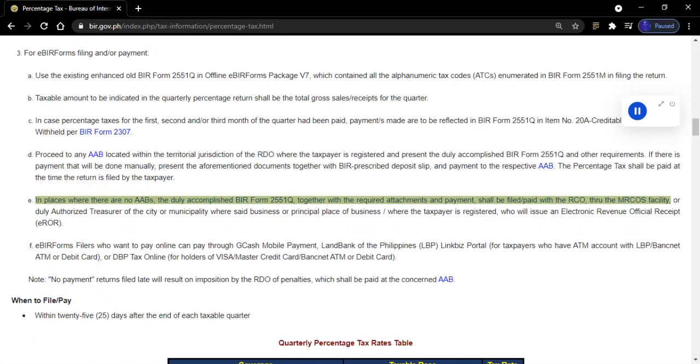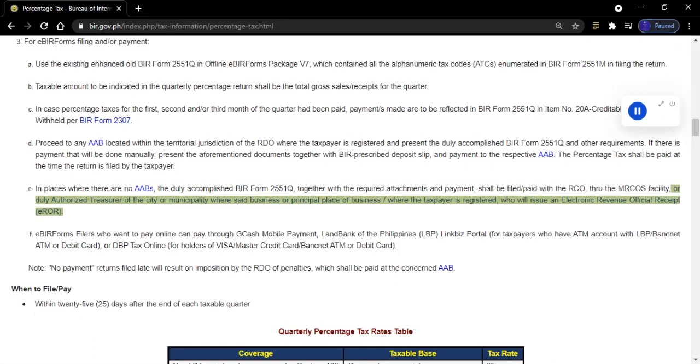In places where there are no AABs, the duly accomplished BIR Form 2551Q, together with the required attachments and payment, shall be filed and paid with the RCO, through the MRCOS facility, or the duly authorized treasurer of the city or municipality where the business or principal place of business where the taxpayer is registered, who will issue an electronic revenue official receipt.